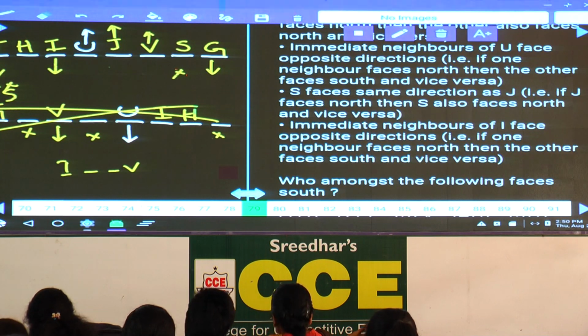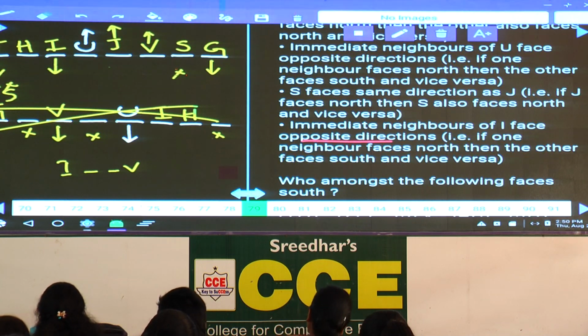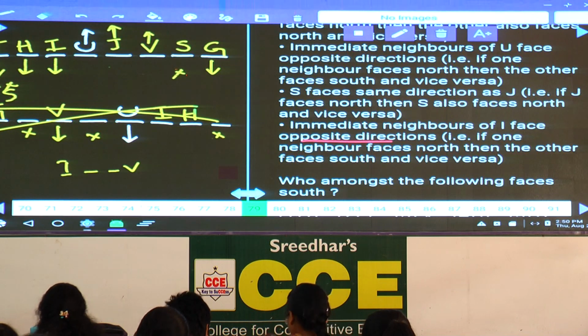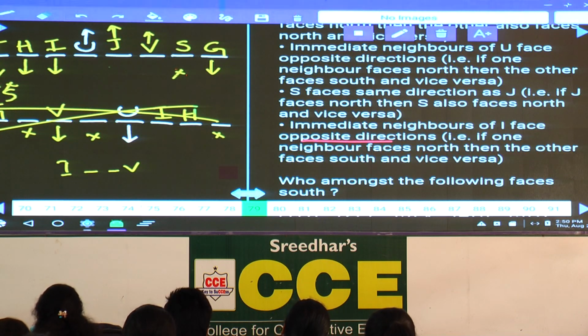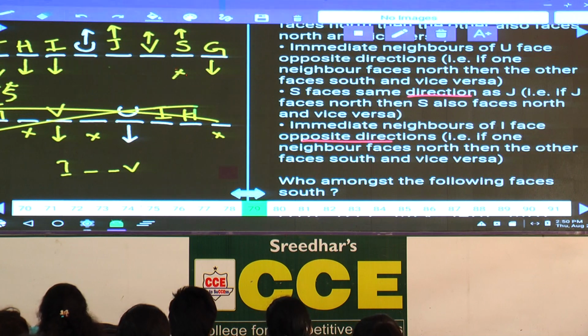And the immediate neighbors of I face opposite directions. The immediate neighbors of I are facing opposite, meaning U and H are opposite. U is north and H is towards south. Now this is how these 8 persons were seated. S faces the same direction as J. J is north, so S is also towards north.